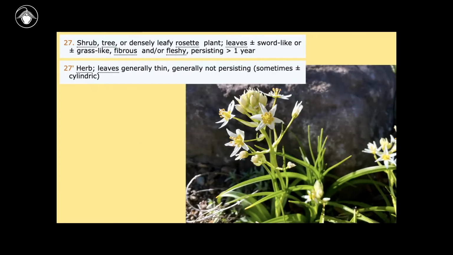Shrub, tree, or densely leafy rosette plant, leaves more or less sword-like or more or less grass-like, fibrous and or fleshy, persisting for more than 1 year. Or herb, leaves generally thin, generally not persisting, sometimes more or less cylindric. In this case, we do have an herb with fairly delicate vegetative growth that will last a single season.